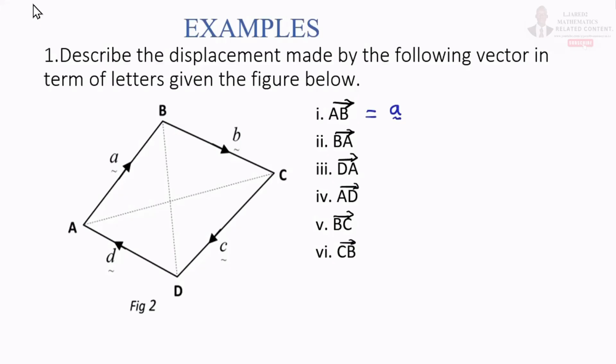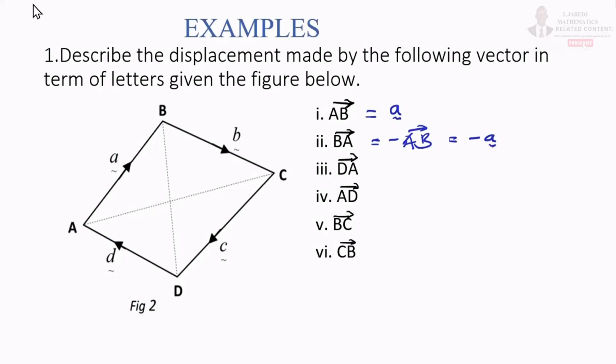Then vector BA is equal to, so we can see that vector BA is the opposite of vector AB, implying that vector BA is the same as negative of vector AB, as simple as that, which is the same as the negative of vector A.